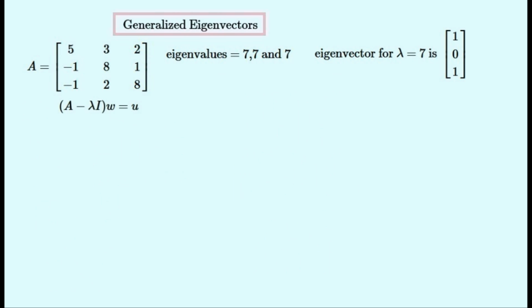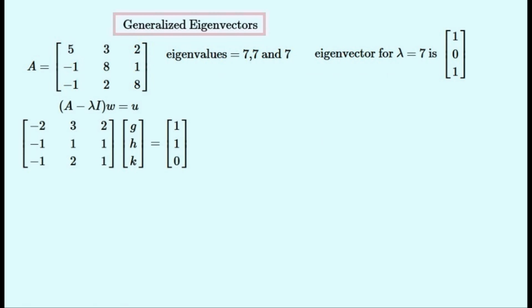Now it's time to find the second generalized eigenvector. This one is set to be called W, and is seeded by the first generalized eigenvector u. It is for this reason called a rank 3 generalized eigenvector. After substituting all of the values into this equation, we get this matrix equation.